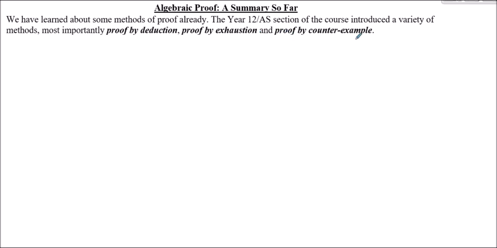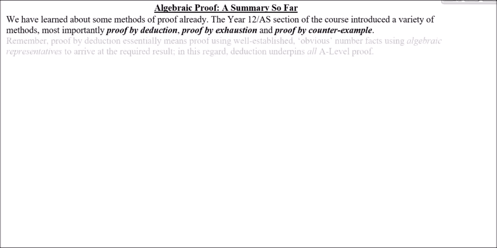And proof by counterexample, as it says really: you have a statement, you show it to be wrong by showing that it's incorrect for some other value which is a valid choice to use. So let's have a look at these in more depth in a second with some light practice too.